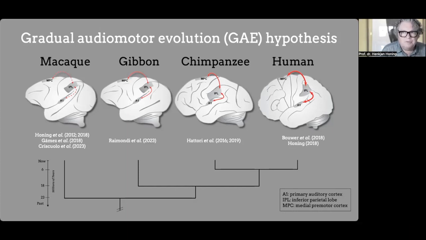But we have now confirmed multiple times that macaques are not sensitive to the beat, but they are sensitive to isochrony. And with them, we share a common ancestor 23 million years ago.